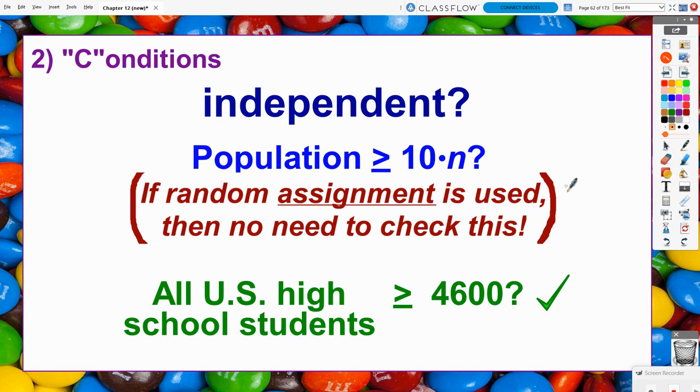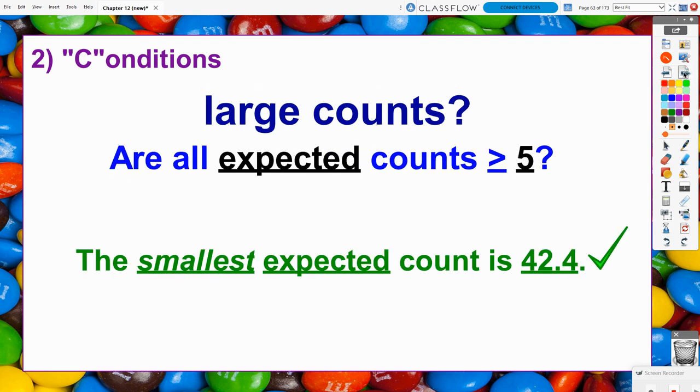The independent condition: since there's only one random sample, that means there's only one population of interest. So we only have to check the independent condition one time. There's only one population, and that's all U.S. high school students. Can we assume that there are more than 4,600 U.S. high school students? Absolutely. Now, also consider if random assignment was used in the problem, then there's no need to check the independent condition.